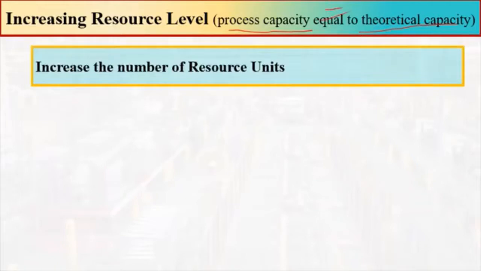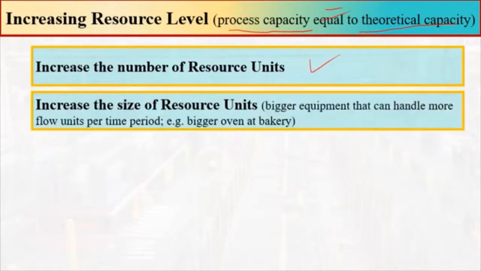We talked about throughput mapping, and once we do throughput mapping, then we know where the problem lies. Let's go back to the case where process capacity, the effective capacity, is equal to the theoretical capacity. In that case, we could increase the workforce, so the number of resource units, so hire more people. We could increase the size of resource units, which has to do with bigger equipment, machines, and so on.